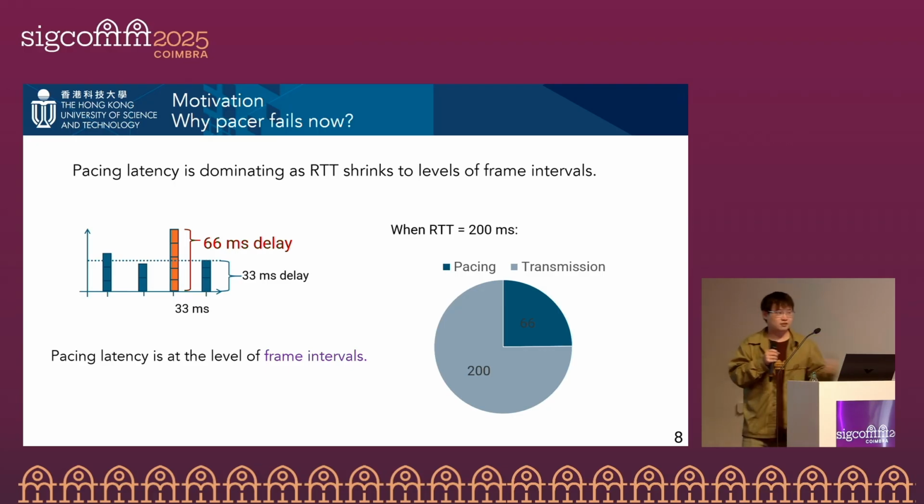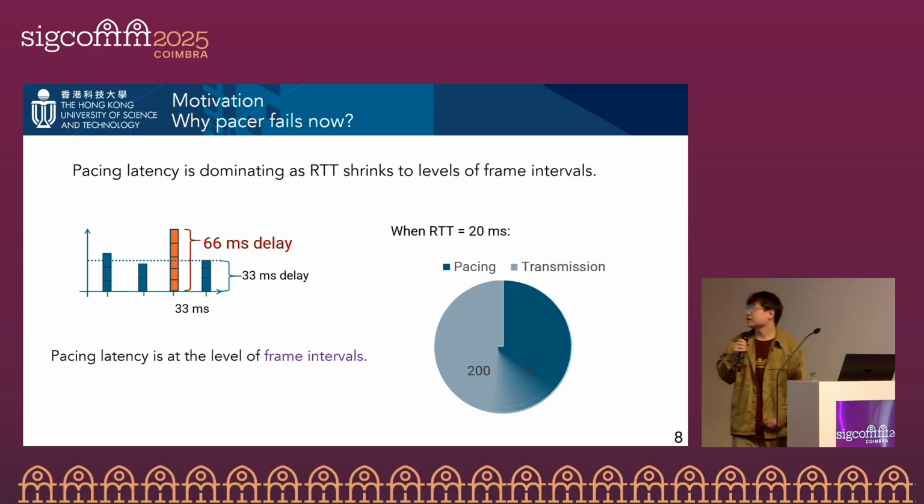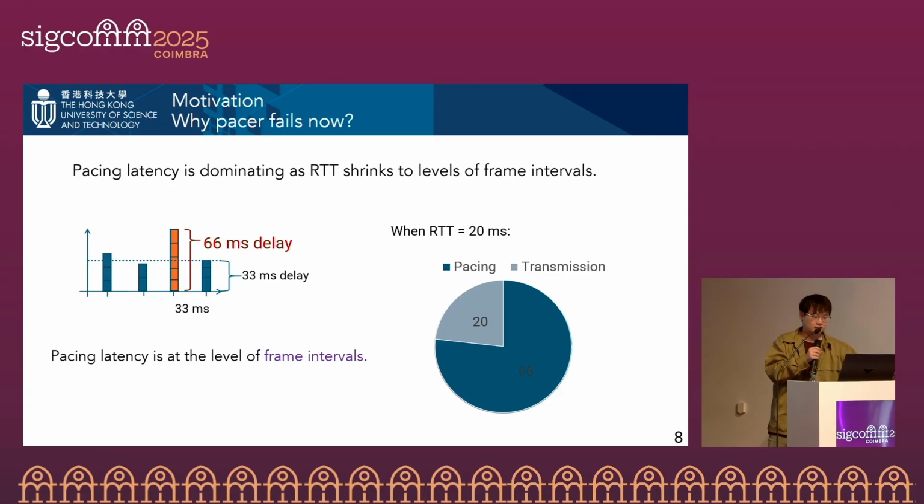But now, thanks to the edge service and the development of networking infrastructures, we know that in a lot of RTC applications, such as cloud gaming, the RTT has been reduced. The median RTT is about 20 milliseconds, so the pacing latency will take the lead. So that is how drastic pacing latency is in today's situation.